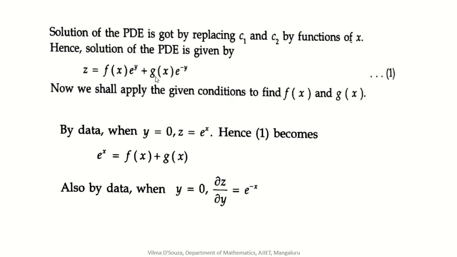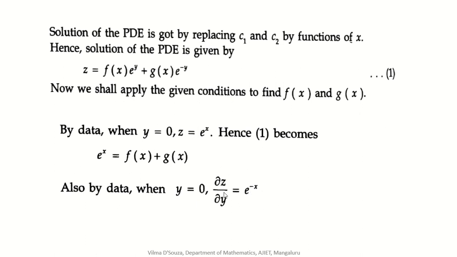So f of x plus g of x is equal to e power x. What is the second condition given in the problem? The second condition is when y equal to 0, dou z by dou y is e power minus x.